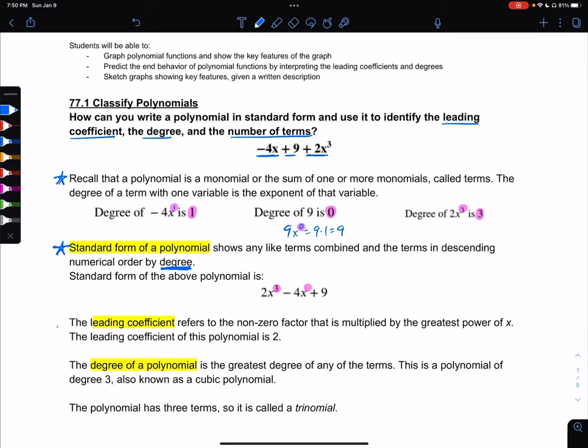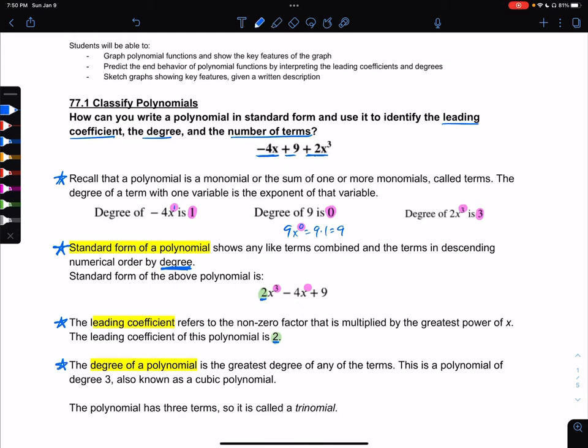The leading coefficient, this one's really easy. Leading, think the number in front, right? So leading coefficient refers, they make this sound way more complicated than it is, to the non-zero factor that is multiplied by the greatest power of x. All you need to know is that it's the term that's in front. Okay, so your leading coefficient is the number that is in front of the highest power. In this case, it would be 2. Don't get confused by a lot of that jargon that's there.